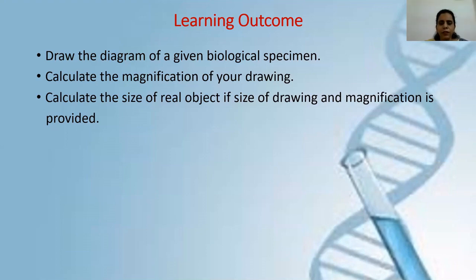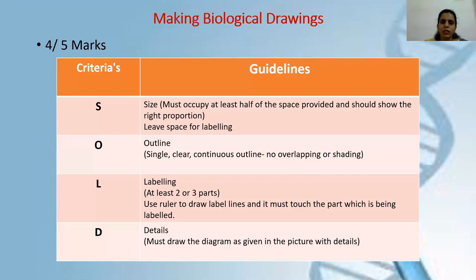So let's begin. First topic is making of biological drawings. For example, a real specimen is provided to you, or maybe the picture of a real specimen is provided to you in the question paper. So by looking at that picture, you have to draw the same diagram in the space provided in the question paper. Okay, so what are the different guidelines you have to follow, and what are the different criteria on which you will be generally assessed by the examiner?